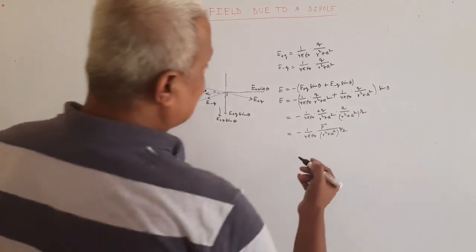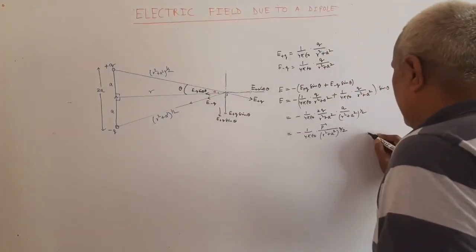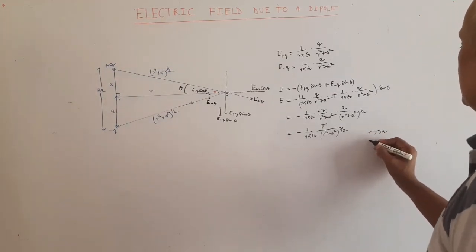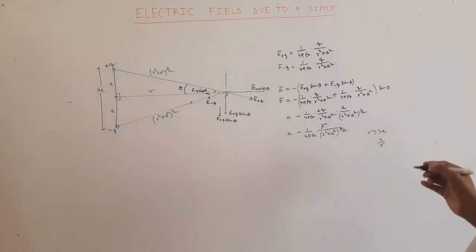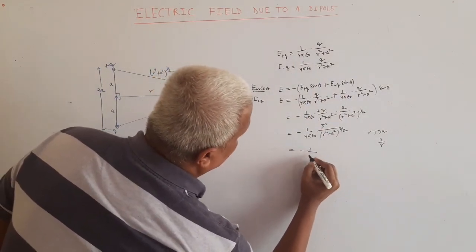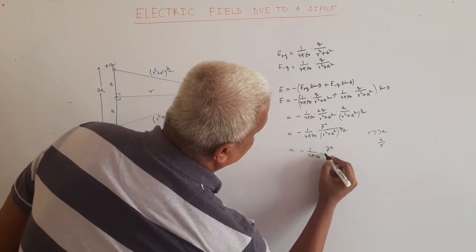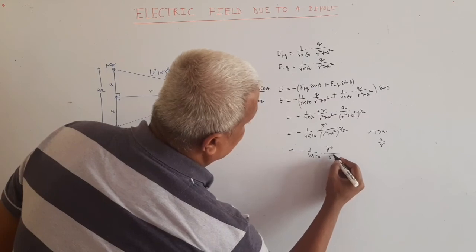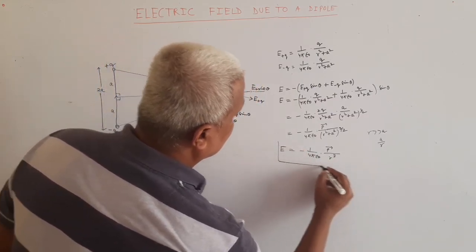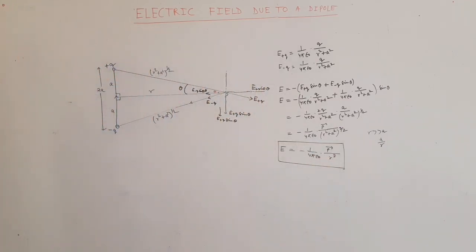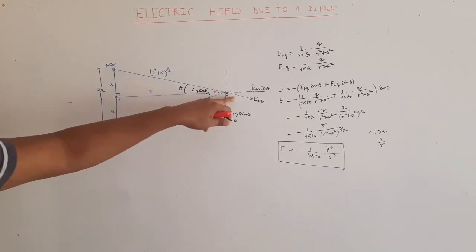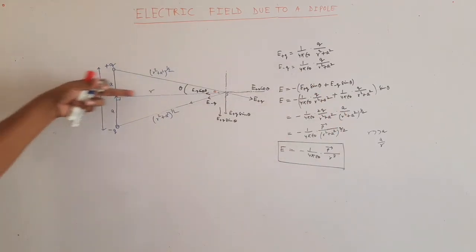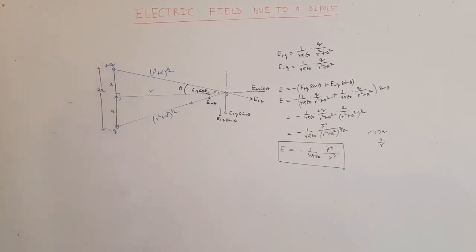Now again, if R is quite great compared to A, then A upon R will be very, very small, so we can ignore it. So here I'll write minus 1 over 4 pi epsilon naught, this is P bar, and this R square will become just R cube, and this is your electric field. The resultant electric field due to this dipole on a point on the equatorial plane, or on the equator of the dipole, this is called the point on the equatorial plane, and there you get E equal to minus 1 upon 4 pi epsilon naught P bar upon R cube.